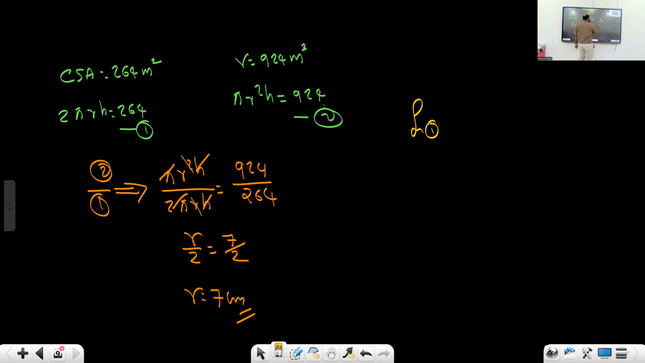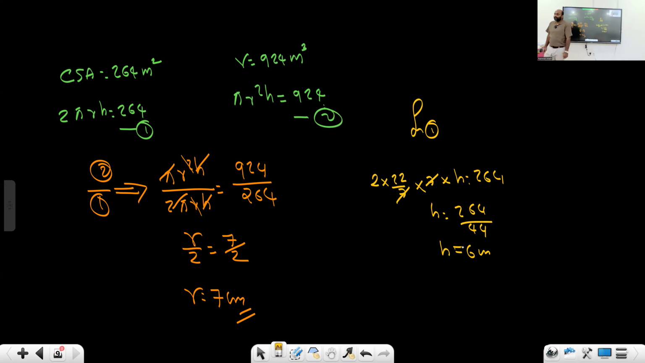From 1.2 into 22 by 7. Anybody got 6? H equal to 264 by 44. People are telling 6. Make sure everyone is correct. What is the question?